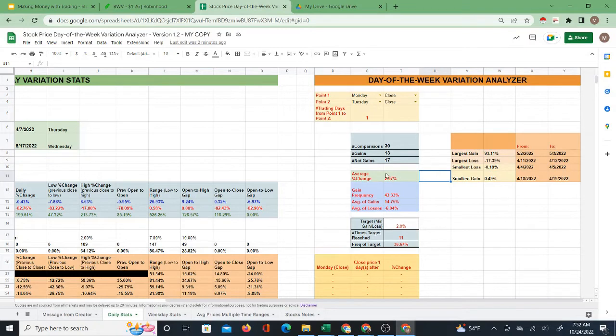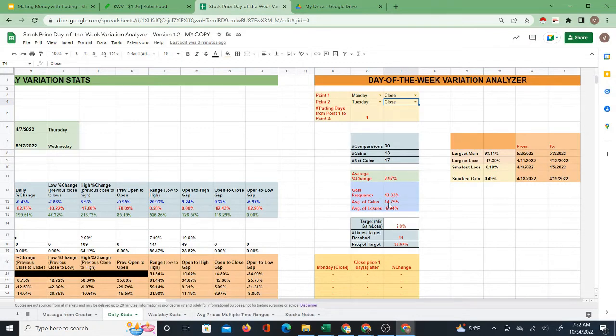Now, I want to talk about what these overall numbers mean. First of all, the average change means on average, how much did it go up from Monday's close to Tuesday's close? Well, 2.97%. That's the average percent change. How about the gain frequency? How often did it go up? 43.33% of the time. Over 250 days, that's 13 times out of 30. That's what that is as a percentage.